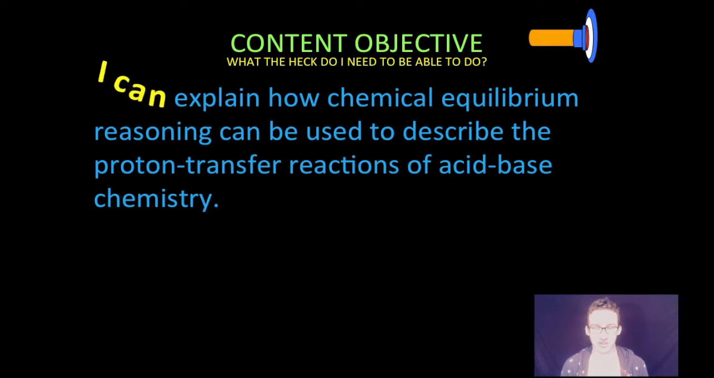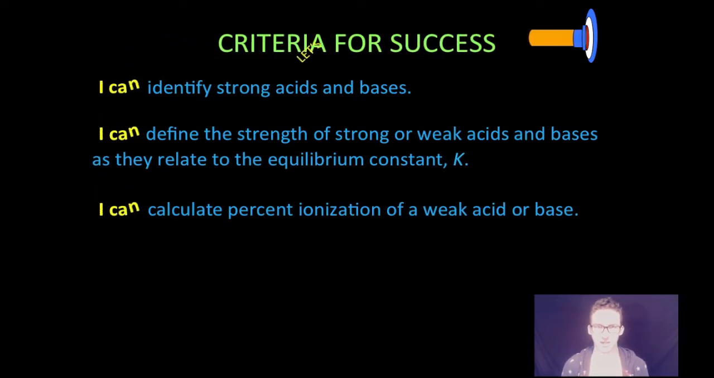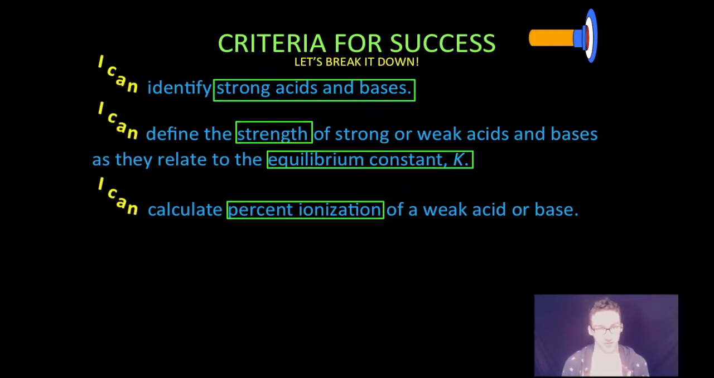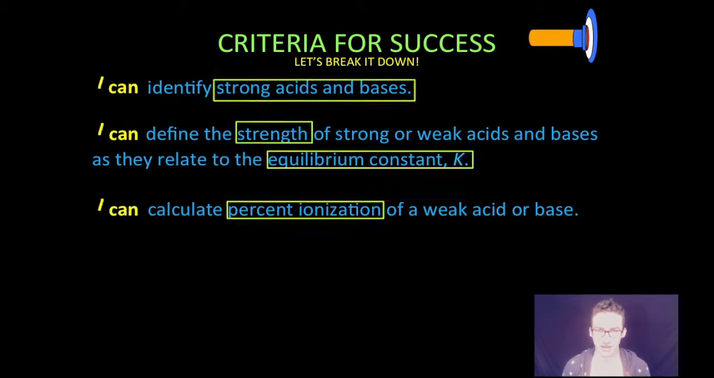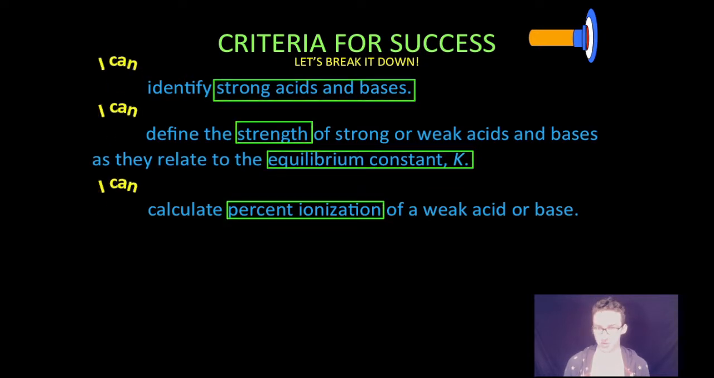As you take a look at the content objective, again, we're going to talk about how chemical equilibrium can be used to describe the proton transfer reactions of acid-base chemistry. Specifically in this video, we're going to look to identify strong acids and bases, define the strength of strong or weak acids and bases as they relate to the equilibrium constant K. So we're really going to start tying in some of the information from the equilibrium unit. And then lastly, we're going to calculate percent ionization of a weak acid or base.